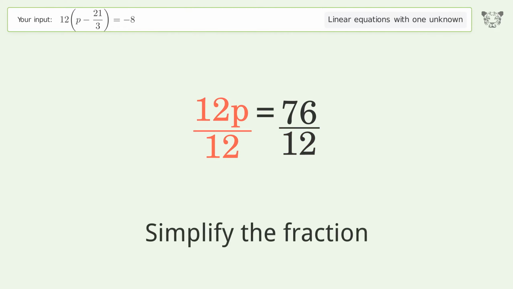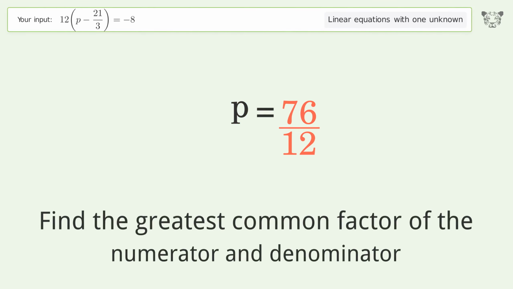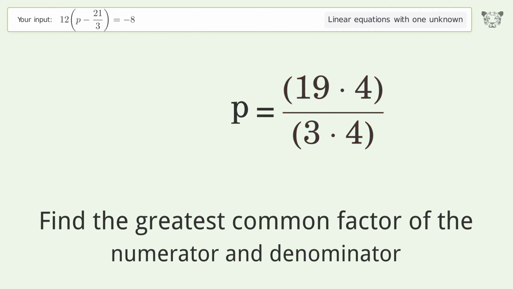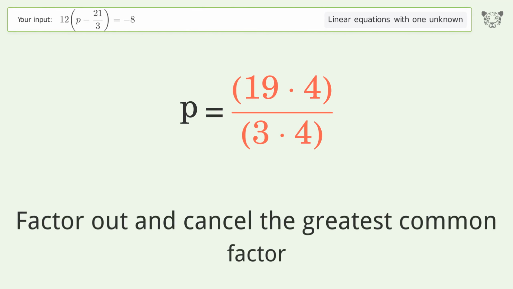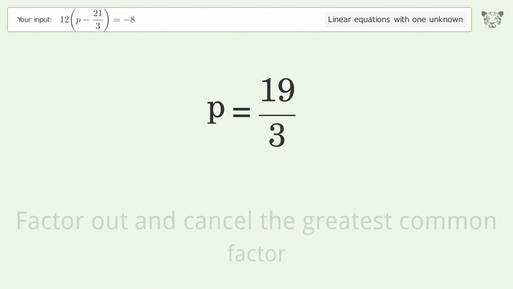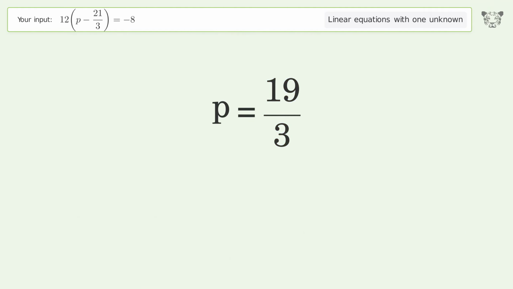Simplify the fraction. Find the greatest common factor of the numerator and denominator. Factor out and cancel the greatest common factor. And so the final result is p equals 19 over 3.